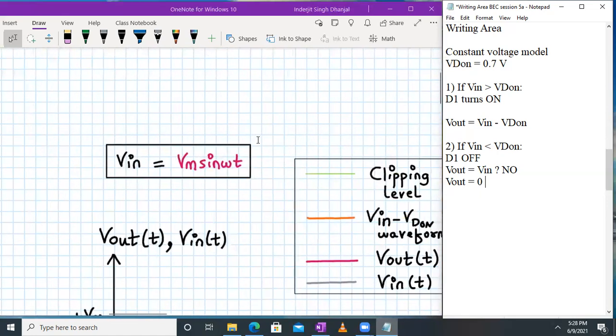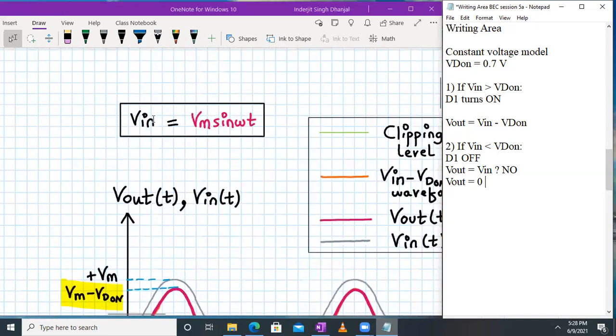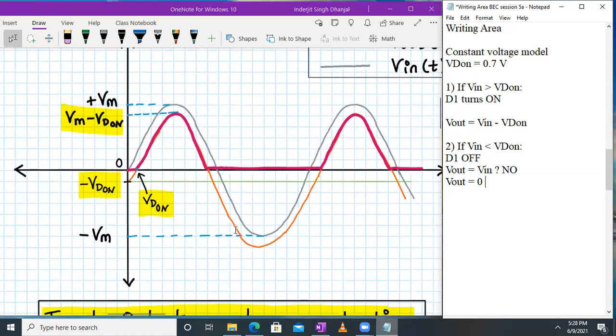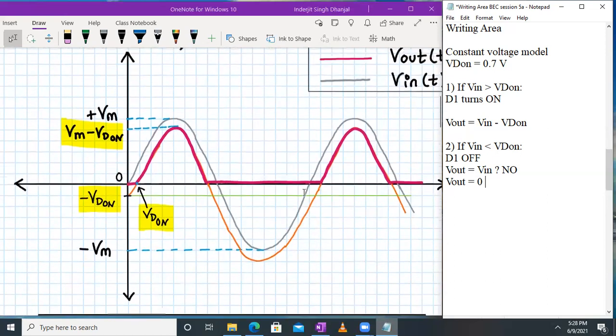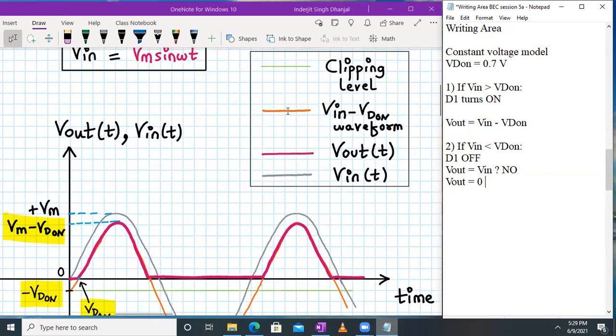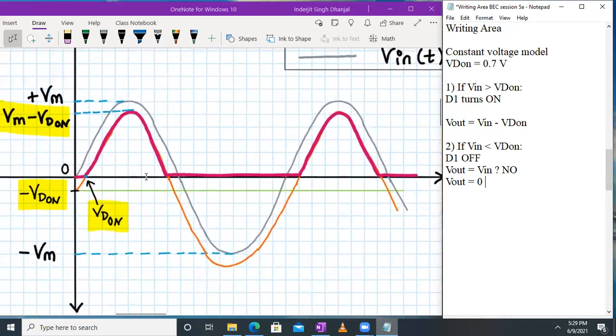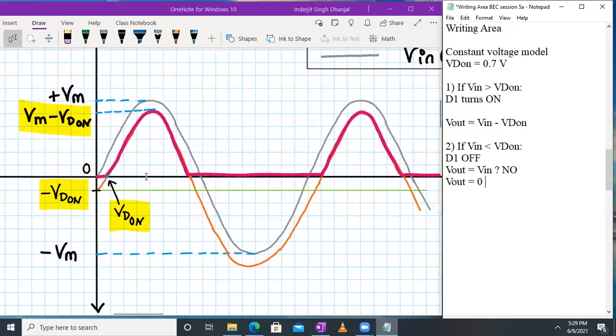So let me come over here and show it to you. So Vin is Vm sin omega t, and here let me distinguish between the colors. The gray one is my Vin, my magenta color is my Vout of t, my orange color waveform is the tracking waveform, Vin minus VD on, and my green color is my clipping level. Now let us try to understand how we have got this.